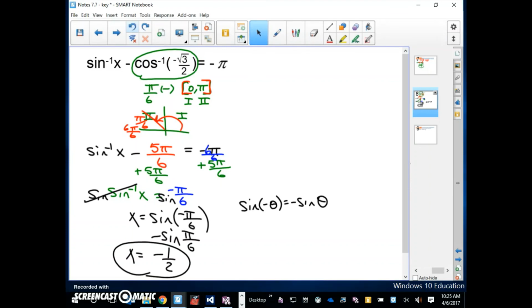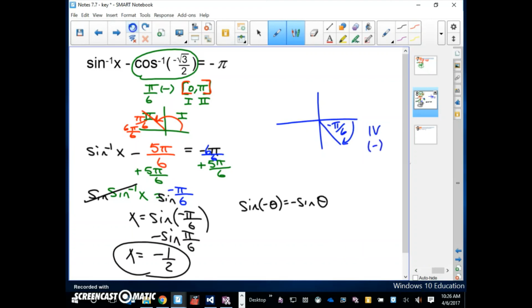The other way, I mentioned there were a couple of ways of thinking about it. The other way, I would look at this: maybe you're thinking, well, negative pi over 6 is going to be down there if I go around backwards. And so we know that's in the fourth quadrant, making this value negative. And so you can just look at sine pi over 6 and understand the fourth quadrant is going to be negative. So sine pi over 6 in the fourth quadrant is going to be negative 1/2. Same thing.